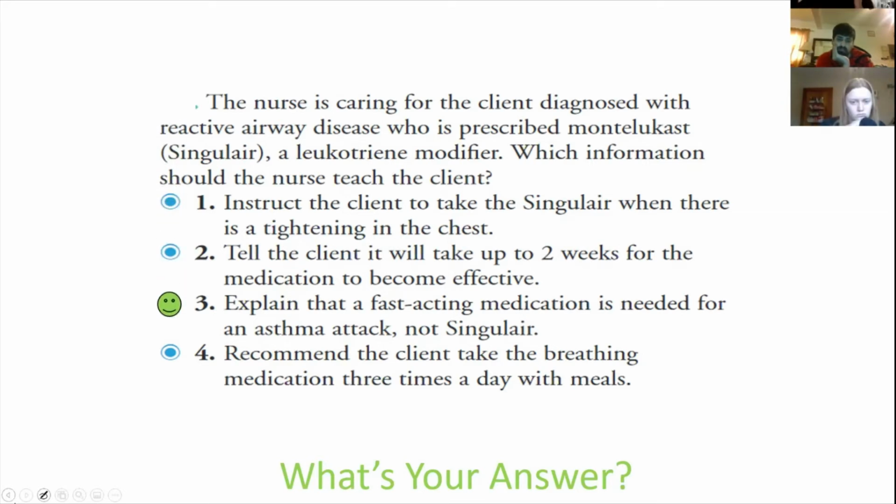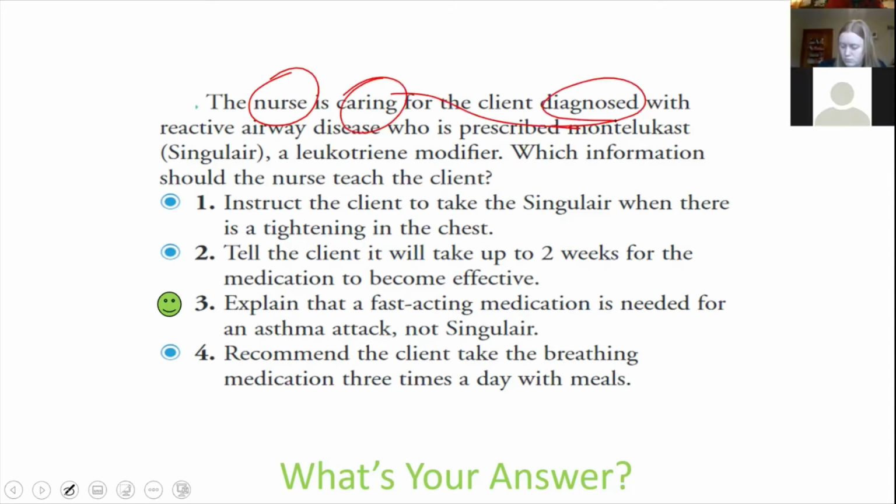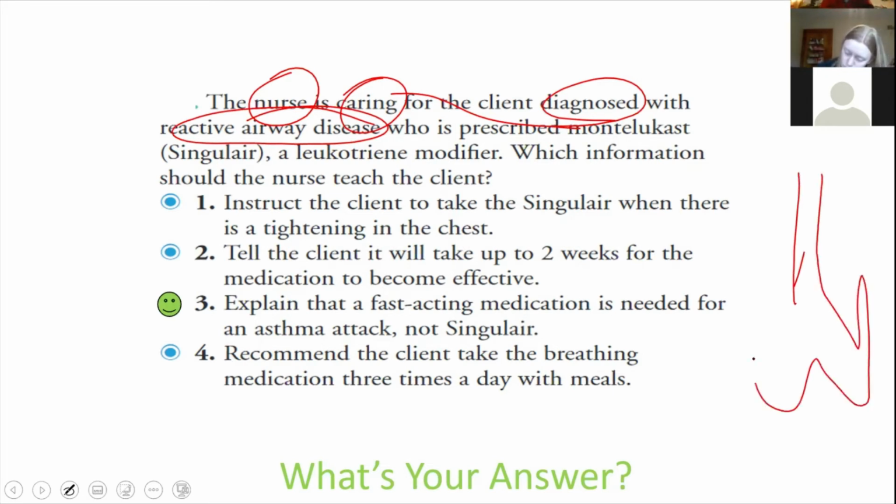All right, good. So let's talk about it. A nurse is caring for a client diagnosed with reactive airway disease. It can be asthma, bronchitis, because they're reactive, right? Two problems that are environmental. The client is prescribed montelukast, right, Singulair?